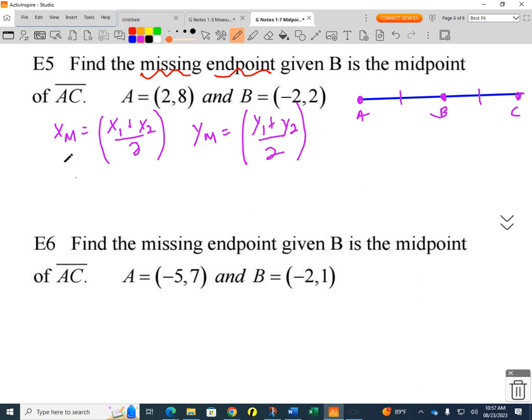So now we're going to use this formula to find the x-coordinate. So let's go ahead and write the coordinates here. This is 2, 8. This is negative 2, 2. And this is what we don't know. So we're looking for an x and a y here.